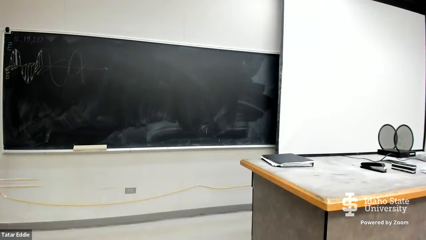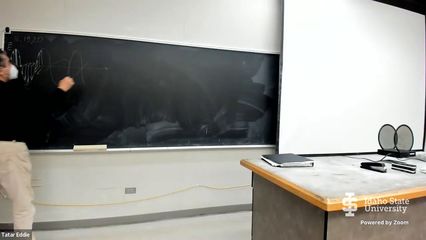Notice that the electric and magnetic fields oscillate in sync. When the magnetic field has maximum value, the electric field also has maximum value. When the electric field is 0, the magnetic field is also 0. So they oscillate in sync. Notice also that the electric field vector is always perpendicular to the magnetic field vector in this standard electromagnetic wave.